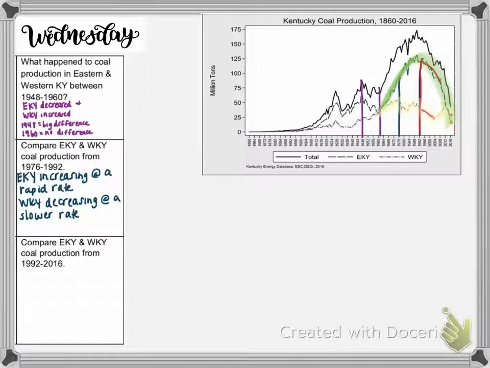But to answer the question, compare eastern Kentucky and western Kentucky coal production from 1992 to 2016, we really want to focus on eastern Kentucky, significant decrease to the point that in 2016 their production was less than western Kentucky.